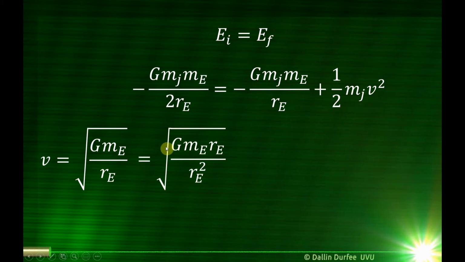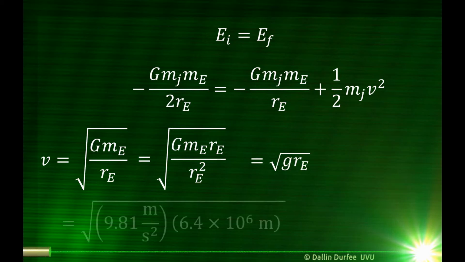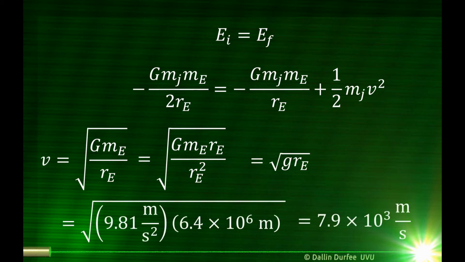And then notice this right here, G mass of the Earth over radius of the Earth squared. That's just the acceleration due to gravity near the surface of the Earth, or g. So now I only have to look up the radius of the Earth, and I plug it in, take my square root, and I find that the velocity is 7.9 times 10 to the 3 meters per second, or 7.9 kilometers per second. Pretty fast. It's going to make a bright glow.